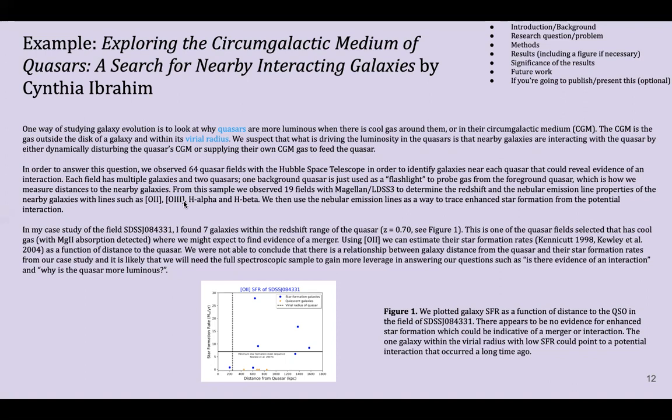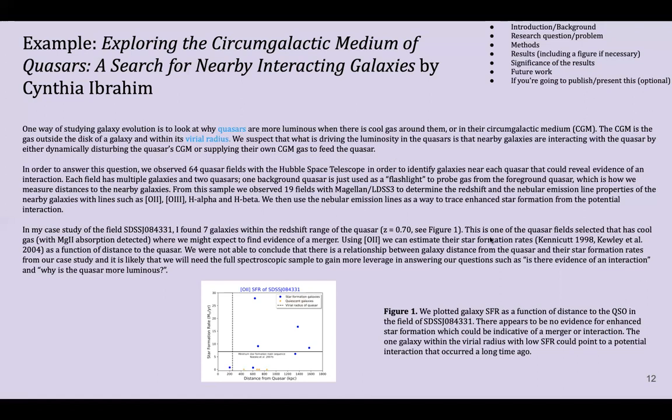So we suspect that what is driving the luminosity in the quasars is that nearby galaxies are interacting with the quasar by either dynamically disturbing the quasar CGM or supplying their own CGM gas to feed the quasar. So boom, there's your research question. Here's what we were trying to look at. Here's the problem that we were trying to solve. So this is our hypothesis.